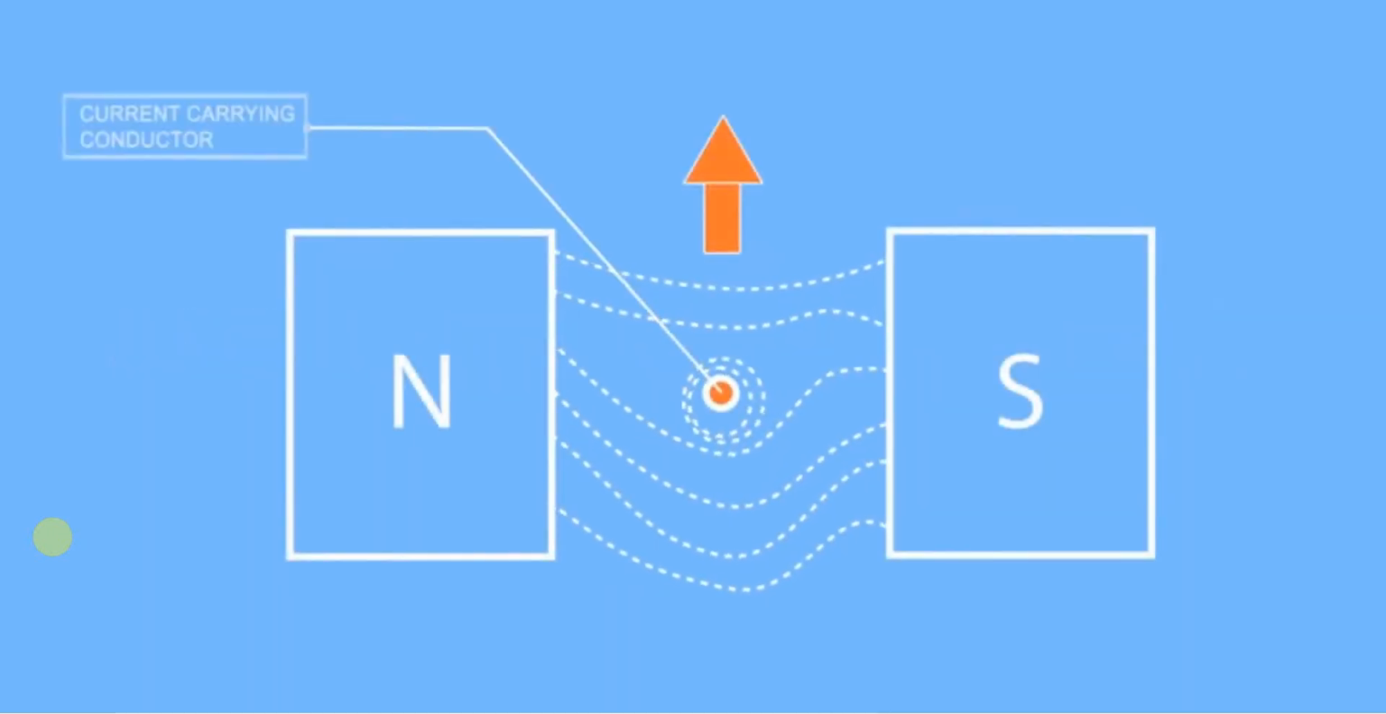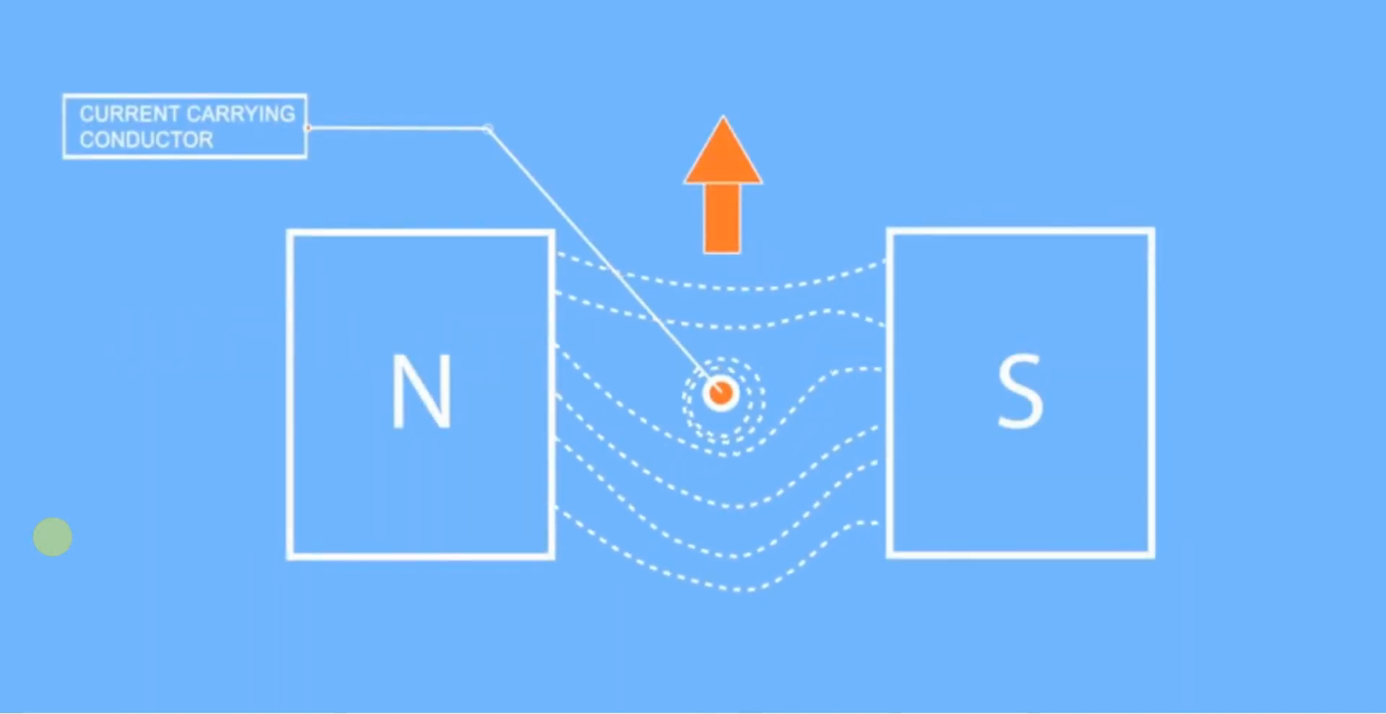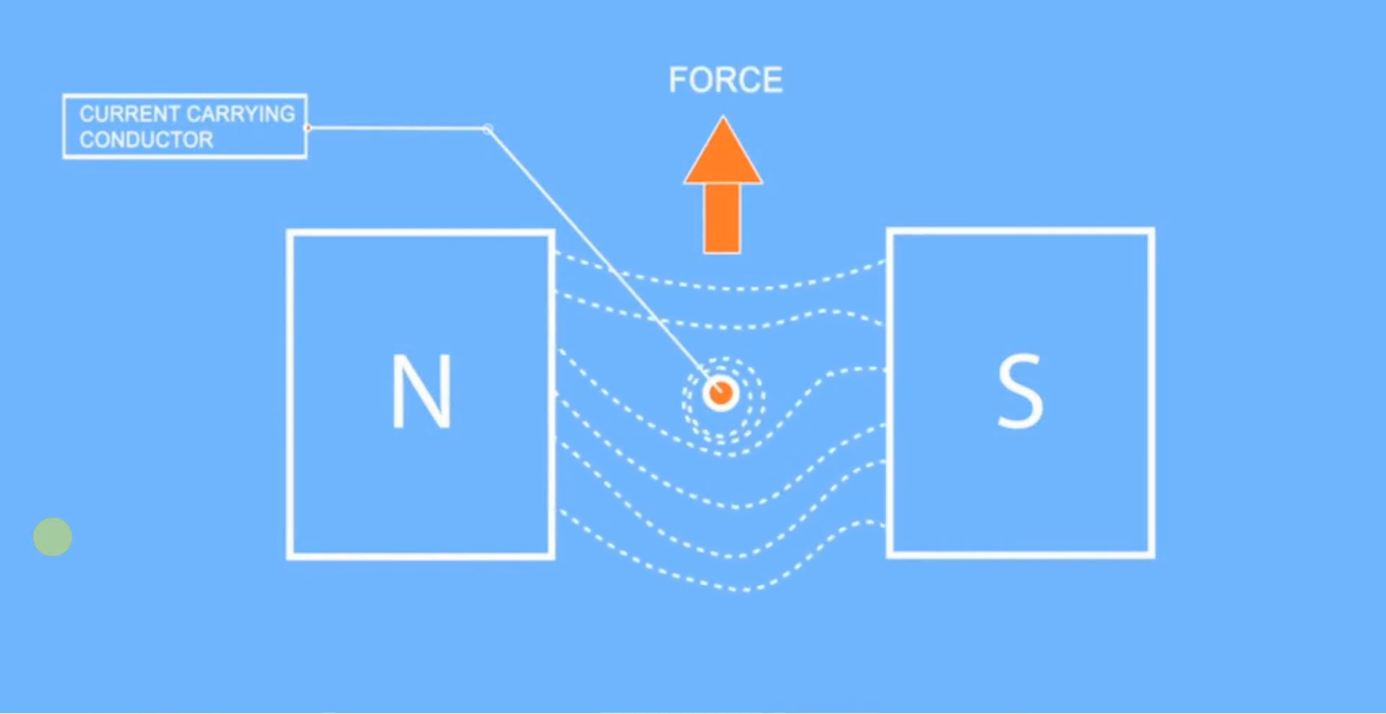Working principle of DC motor. Working principle of DC motor is very simple. We can see that when a current conductor is placed in a magnetic field, it experiences some force in a particular direction.